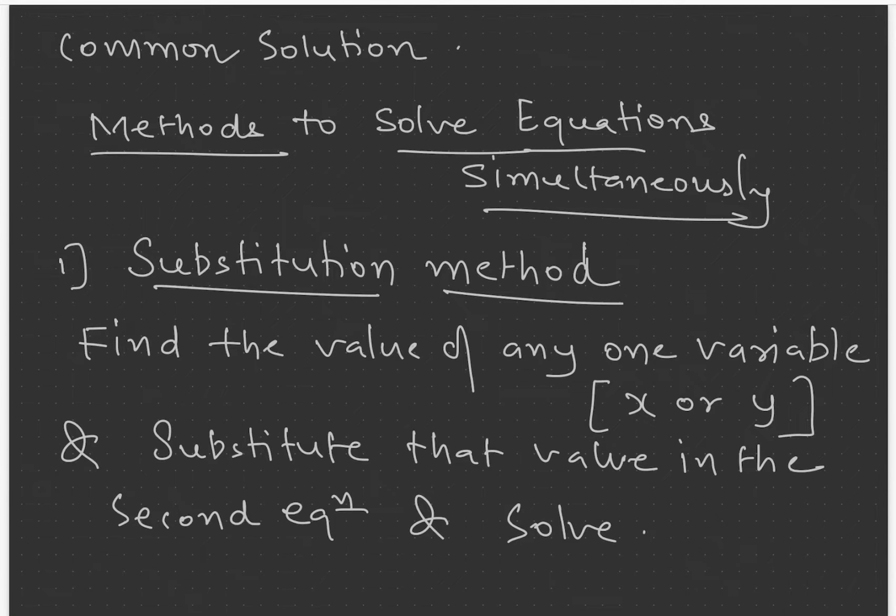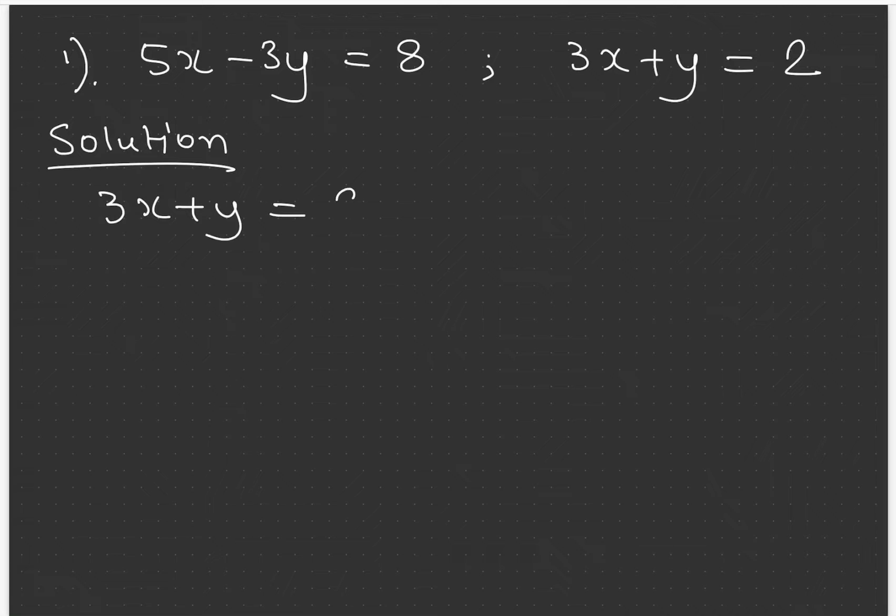In this, the easiest to find is y, because the other terms have numbers with them. So I'll find y first. I'll write the second equation first. Please understand the method, okay? So I'll write 3x plus y is equal to 2. So what will be the value of y? y will be equal to 2 minus 3x. So I got the value of variable y from the second equation.